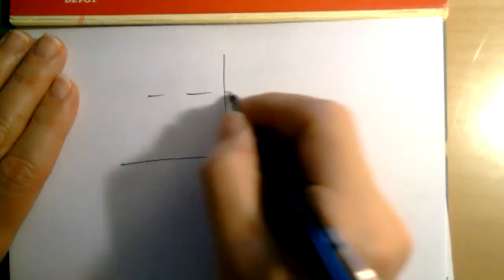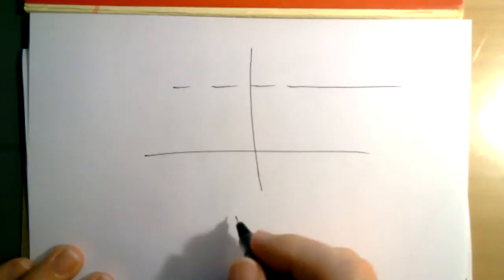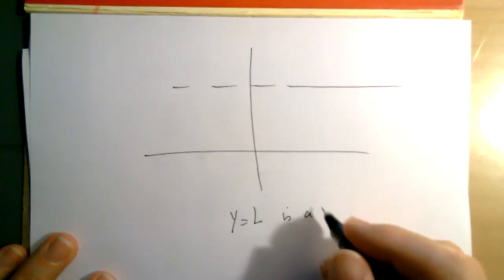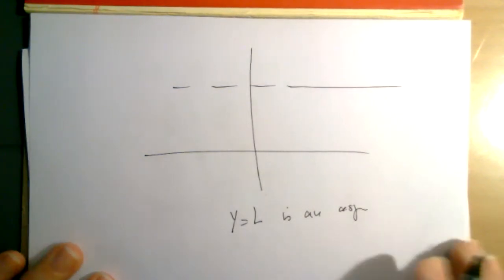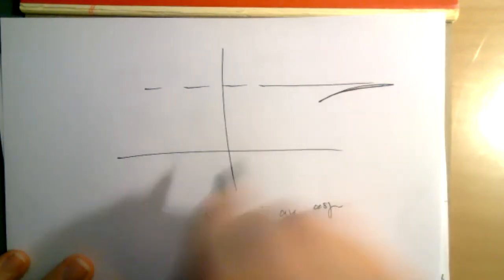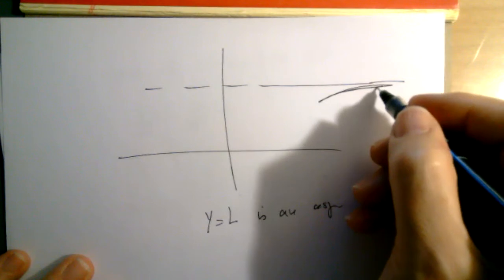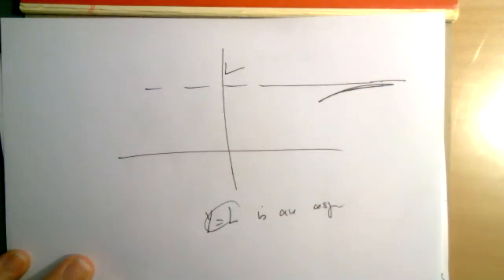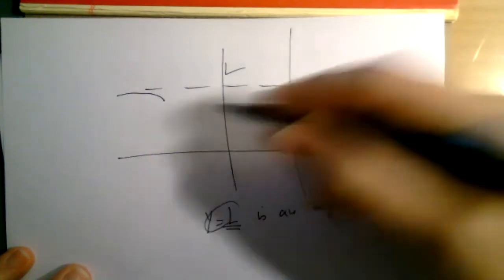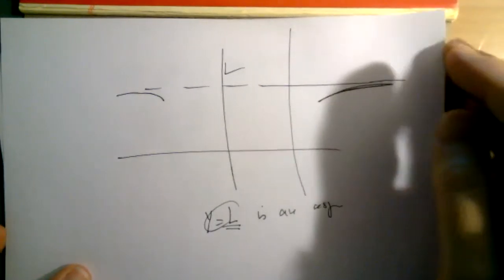Suppose you have a function f of x, and I tell you y equal to L is an asymptote. What I'm telling you is that when x becomes large, the output value becomes close to L. Or when x goes to -infinity, the output value becomes close to L. And we only saw vertical and horizontal asymptotes. These are the asymptotes that we've seen.